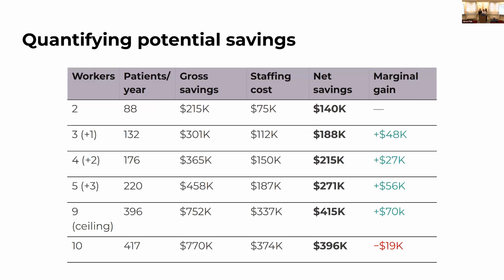And here's what those scenarios look like in practice at current and also expanded staff capacity using the mid-range estimate of 50% call reductions. So at current staff capacity of 2 workers and 88 patients per year, the program generates an estimated $215,000 in gross savings against $75,000 in staffing costs for a net savings of $140,000 per year. Adding 1 worker brings that to $188,000 net savings. And our key finding here is really that every hire through 9 workers remains net positive. Each additional salary is more than offset by reduced EMS calls. So the current 2-worker adult resource team is really capturing only about 18% of the program's maximum net savings potential.